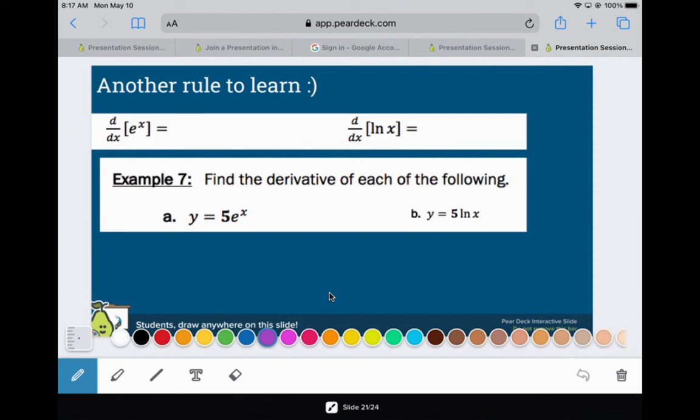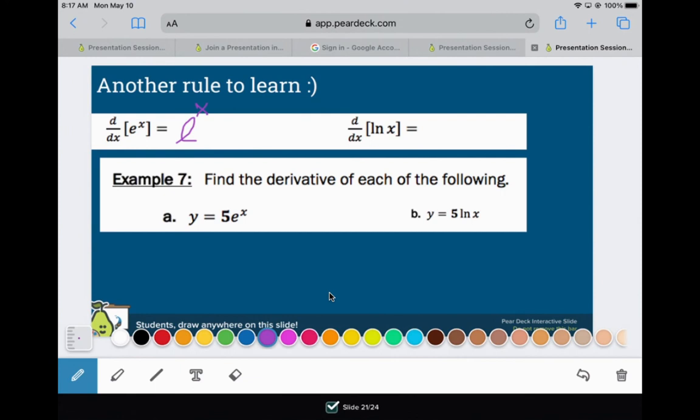If you run into this function, e to the x, the derivative is going to be, you're going to like this one, exactly the same. So this is the rule that you want to jot down on a piece of paper somewhere in front of you. So when you take the test this Wednesday, it's there and you don't have to search for it. And I'm not going to tell you what that is, okay? So the derivative of e to the x is e to the x.